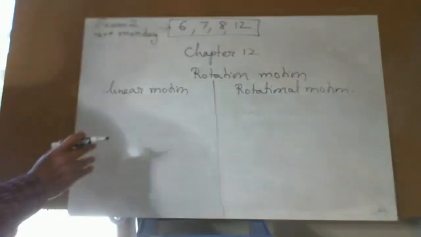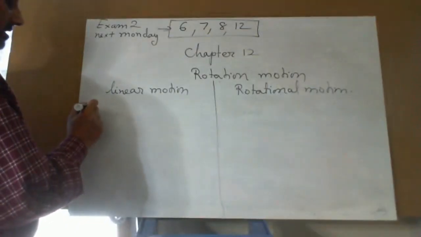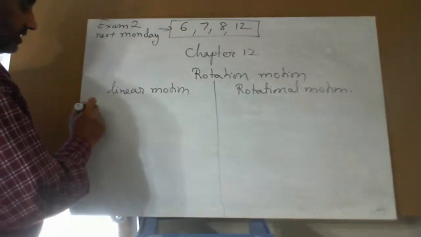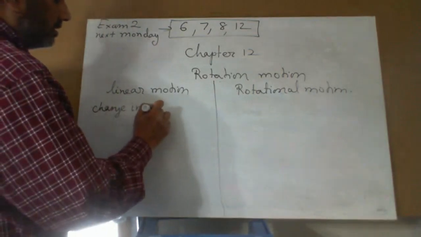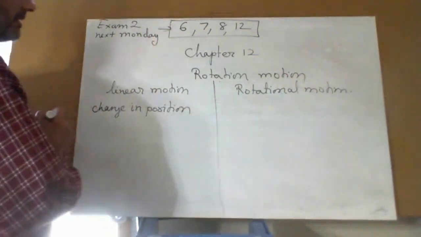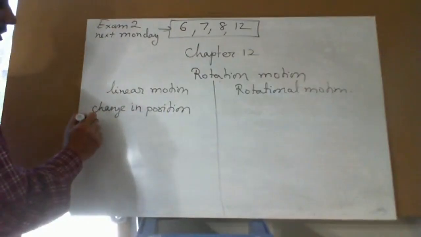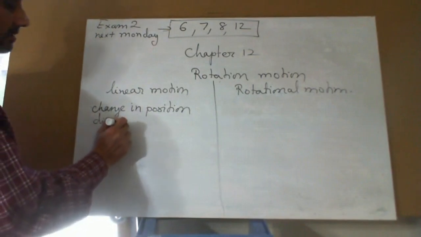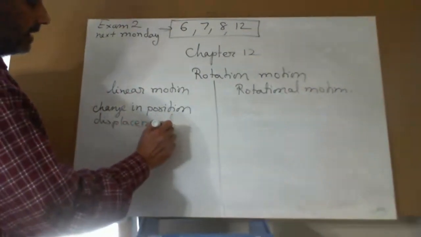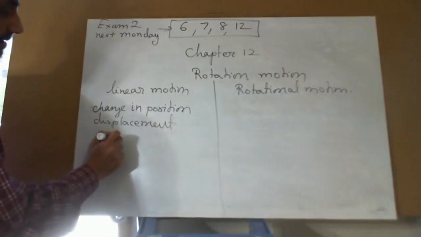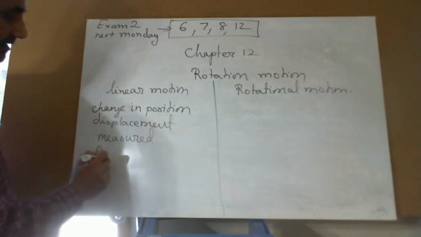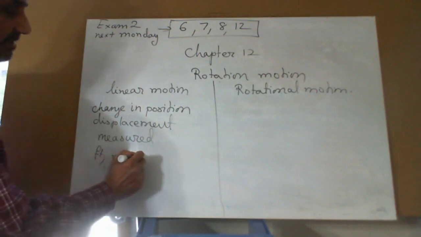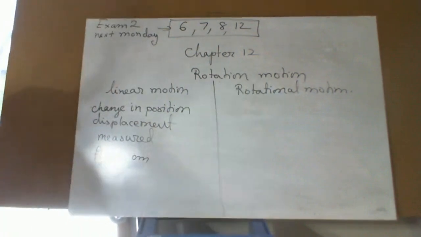So linear motion, we talked about position, change in position, also called displacement. And it is measured in different units, right? Feet, meters, centimeters, and you can have miles. You have a whole bunch of them.